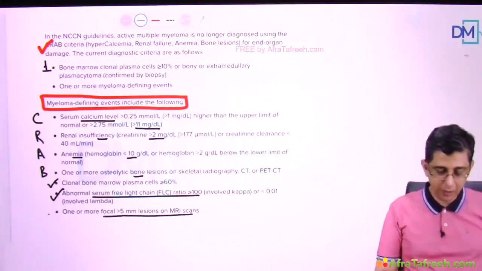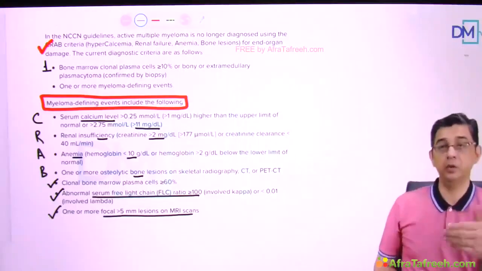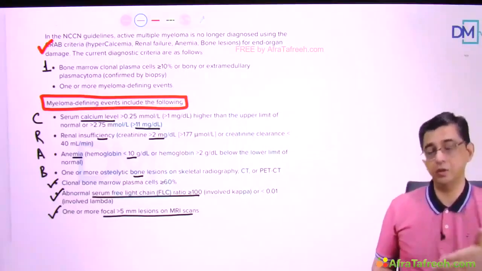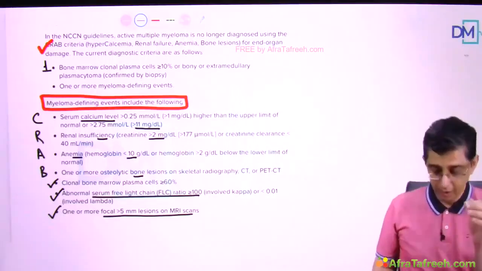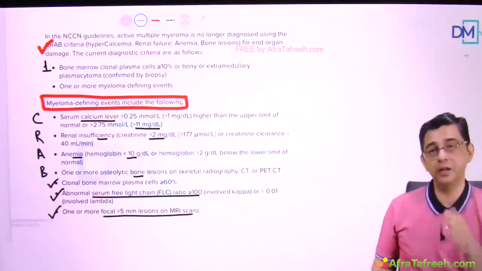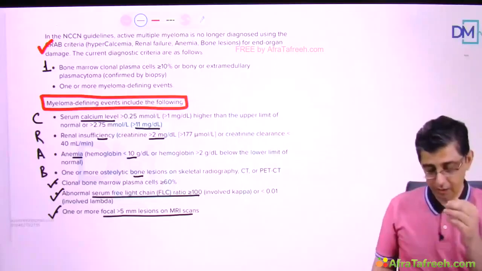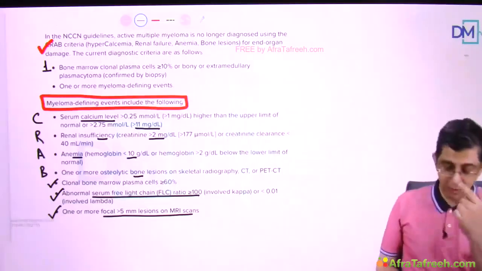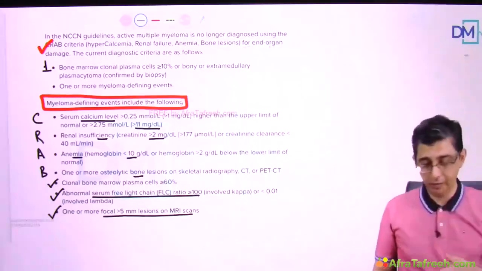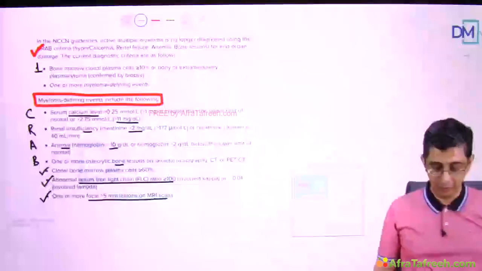So 3 new things have been added, which, I'll repeat again: bone marrow showing more than 60% of the plasma cells in the absence of CRAB, or presence of serum light chain assay more than 100, or focal lesions on MRI, even if it is one present, size more than 5 millimeter is sufficient for diagnosis of multiple myeloma.